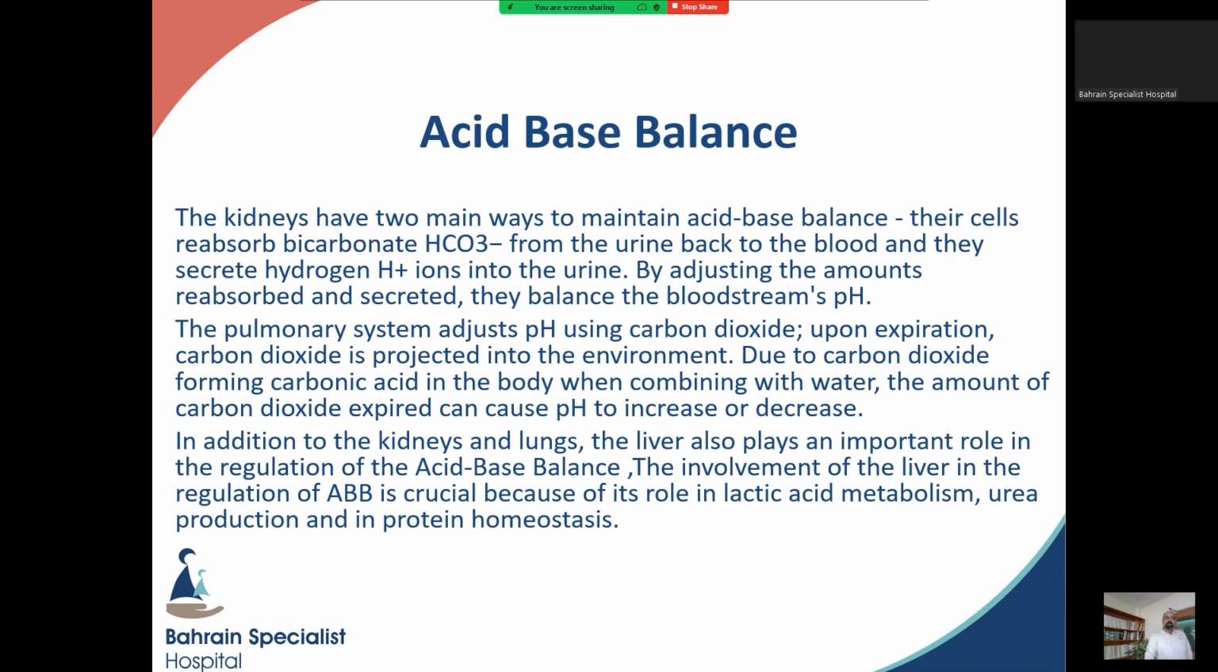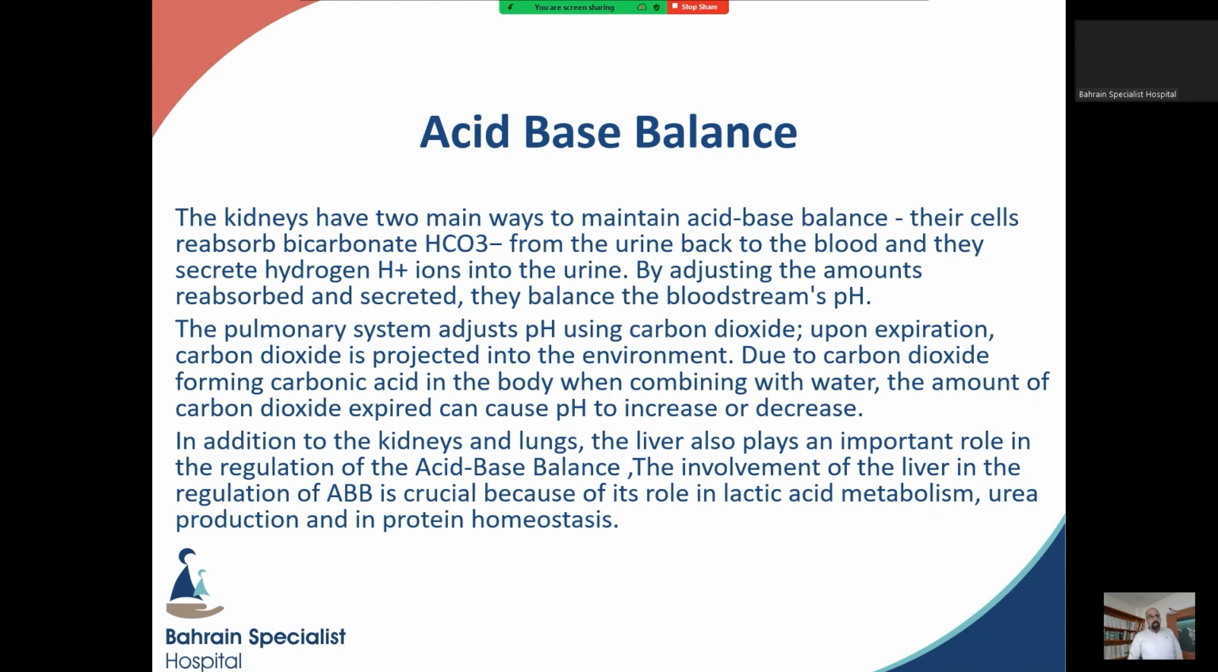Upon expiration, carbon dioxide is expelled into the environment. Due to carbon dioxide forming carbonic acid in the body when combining with water, the amount of carbon dioxide expired can cause pH to increase or decrease. So carbon dioxide, the CO2, is what we excrete through exhalation. So if we accumulate it, it's an acid. Accumulation of CO2 will make more acid, and if we exhale it, there will be less, and later we'll see it in practice.